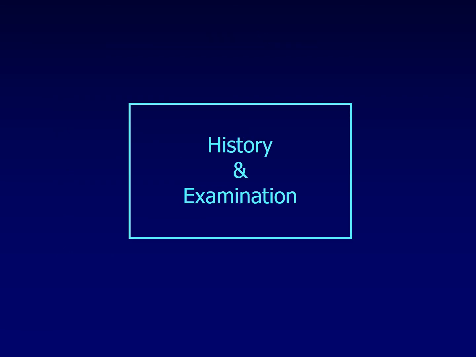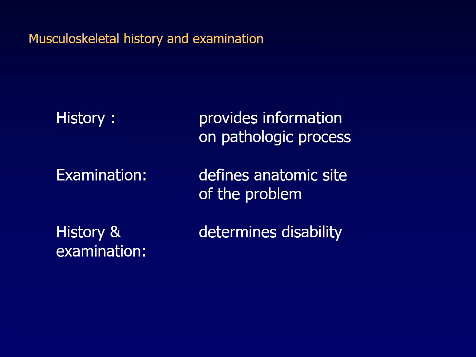Now coming to history and examination. The history will provide information on progress and process. Examination defines the anatomical site, which joint is involved, and how much the deformity is. History and examination determine the disability, meaning how the patient is disabled in doing particular activities.